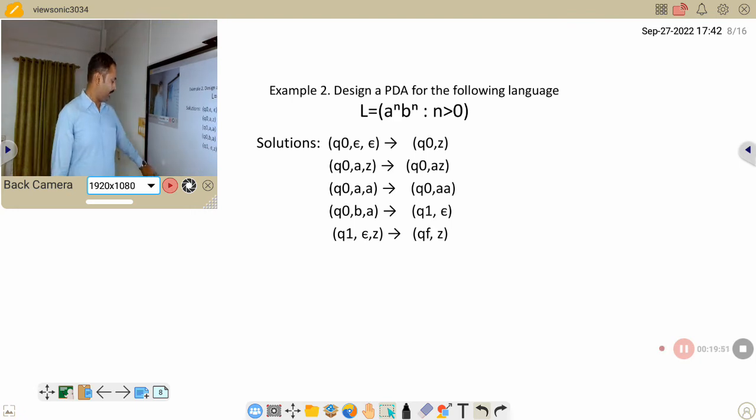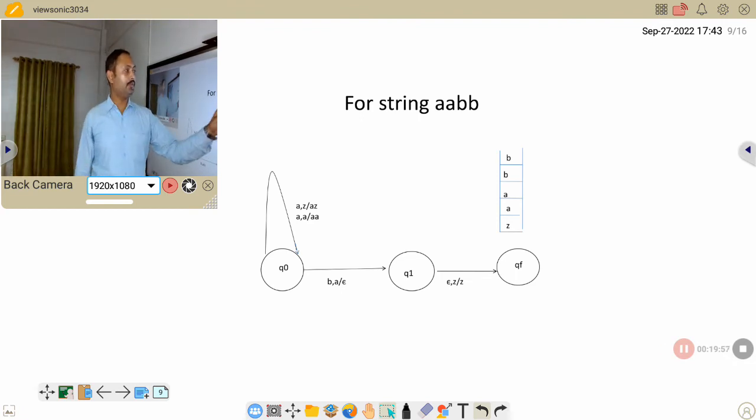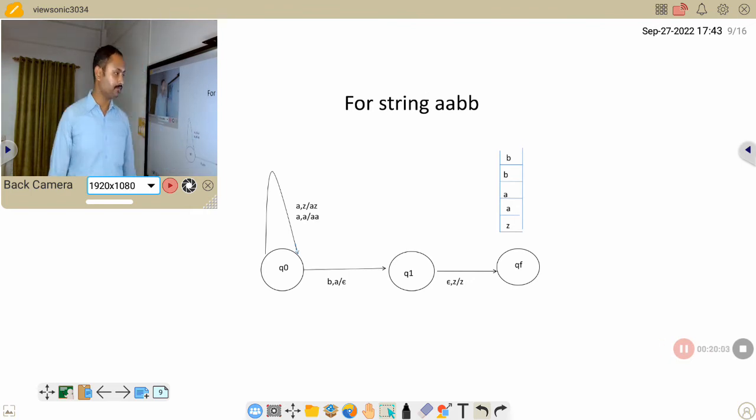So if we see the pictorial representation, that is the solution. The number of A and the number of B is equal, and the value of n equals 2, that is why there are 2 times A and 2 times B.